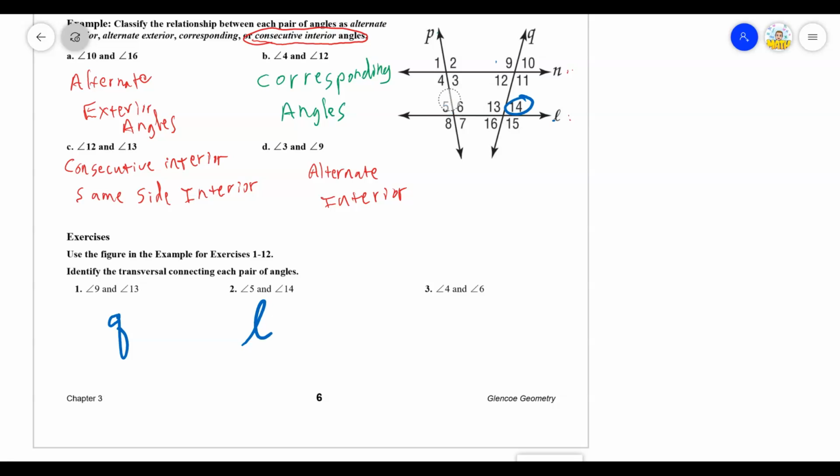Okay? And then finally, angle 4 and angle 6. They're alternate interior, but they're not asking for that. You just want to know what's the transversal, and it would be P.